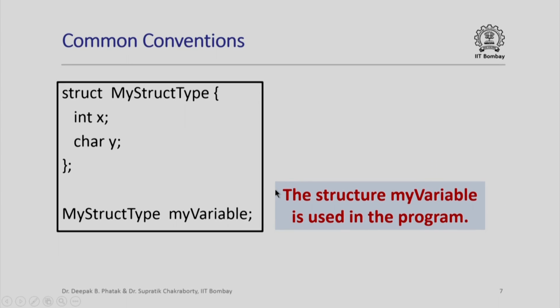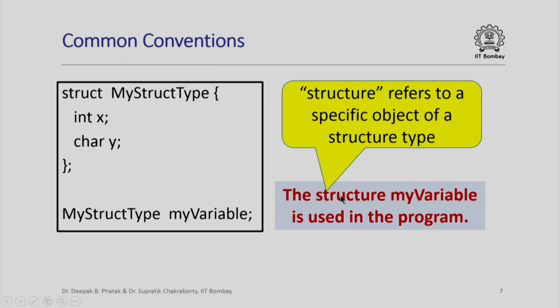Alternatively, suppose I told you that the structure myVariable is used in the program. Remember, myVariable is really a variable of the structure type myStructType. So we will often call such variables, which are really objects of a given structure type, as structures themselves. So here I have said the structure myVariable is used in the program. So here by structure I am referring to a specific object of a structure type. This is very common when we talk about programs. We often talk about variables of a structure type as structures themselves.